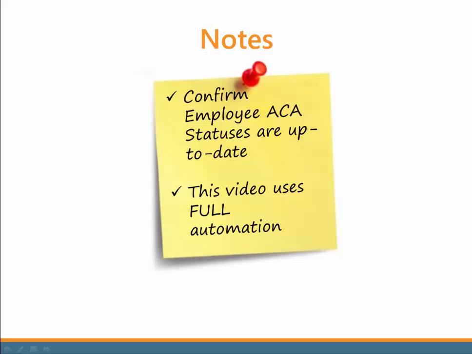And now a couple quick notes before we get started. Please confirm your employee ACA statuses are up to date and cover the entire reporting year before you start the automatic code selection process. Also, for the purposes of this video, we will be setting it up using full automation. However, keep in mind that you can choose to only automate the lines you wish the system to fill in. And regardless of the choices you make for automation, you can always override it at the employee level.